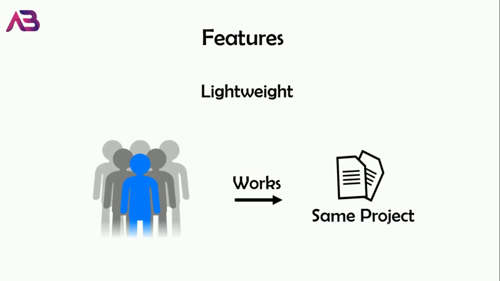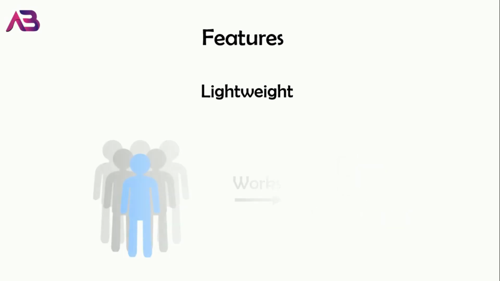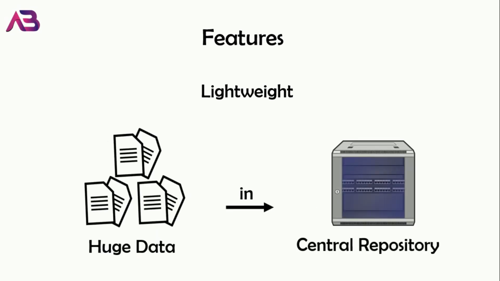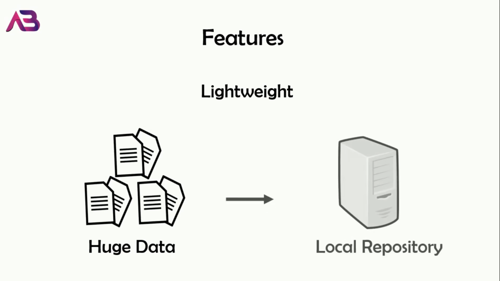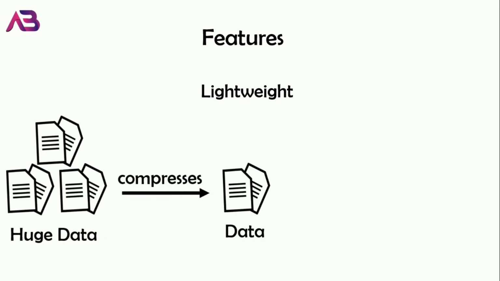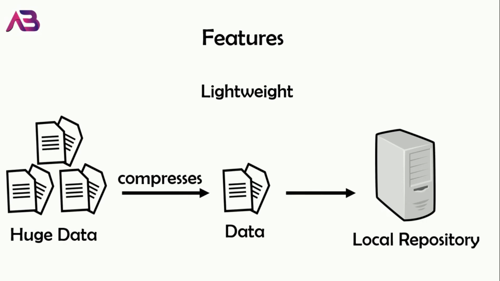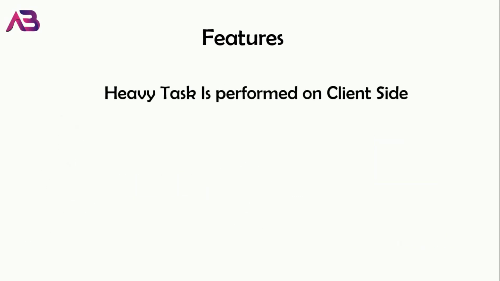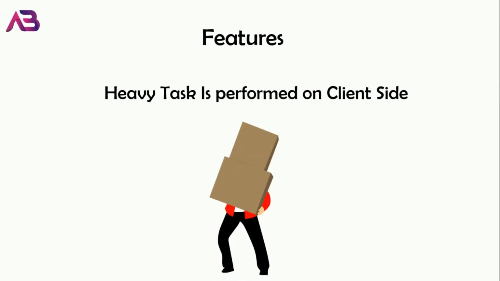If there are 1,000 people working on the same project, then the data in the central repository will be huge. But that doesn't mean your local repository will get filled with this data. Git knows this, so it first compresses the data and then stores it on a local repository. By this, the data gets fitted in less space, and whenever you need that data, Git uses reverse technique. By this, we can save a lot of memory. All the heavy tasks are performed on the client side, so you don't require costly machines on the server side.